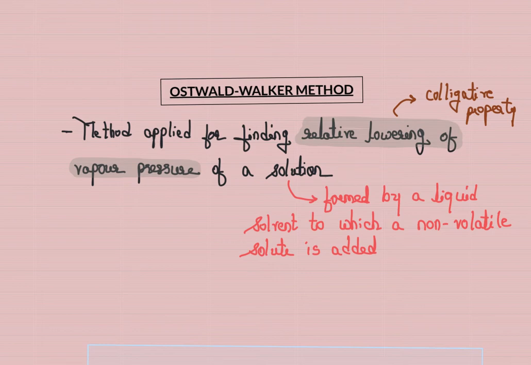So ideally, why do we measure relative lowering of vapor pressure? We measure the relative lowering of vapor pressure of a solution in order to find out the molar mass of the unknown solute which is dissolved in that solution, right? Now we will have a look at the apparatus, and then I will tell you how to find out the relative lowering of vapor pressure.